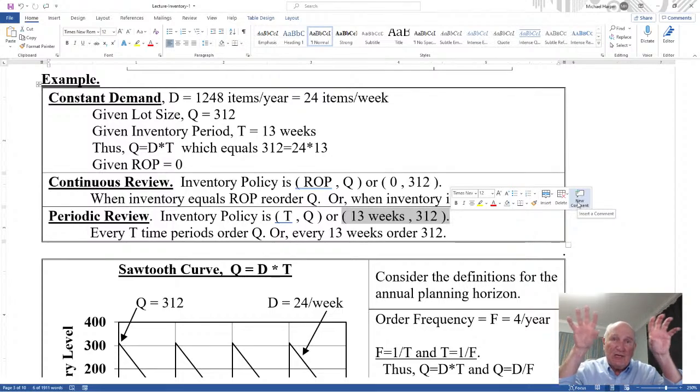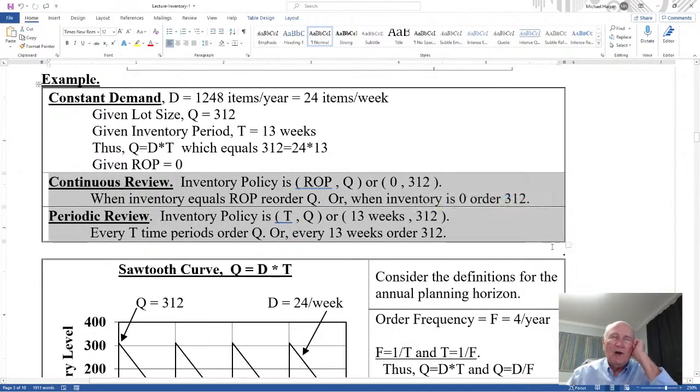If they're just two numbers, you know it's continuous review, ROP Q. If it's a time and a number, you know it's periodic review. The time is the inventory period, the time between orders, and the number is going to be the Q, the lot size. And that right there is the clue on what type of review system you're operating under. Okay, that's how you calculate it. That's how you express it.